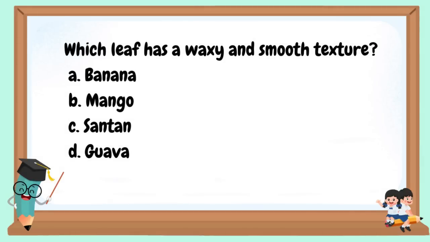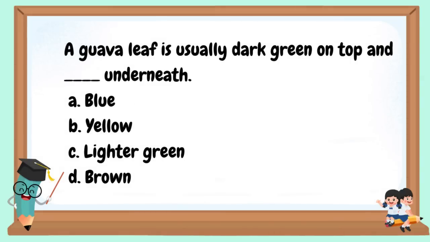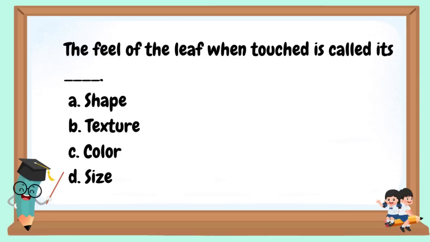Which leaf has a waxy and smooth texture? A guava leaf is usually dark green on top and blank underneath. The feel of the leaf when touched is called its.